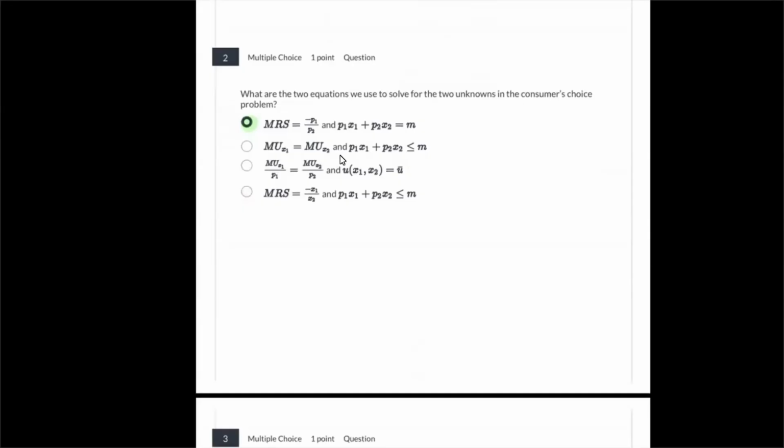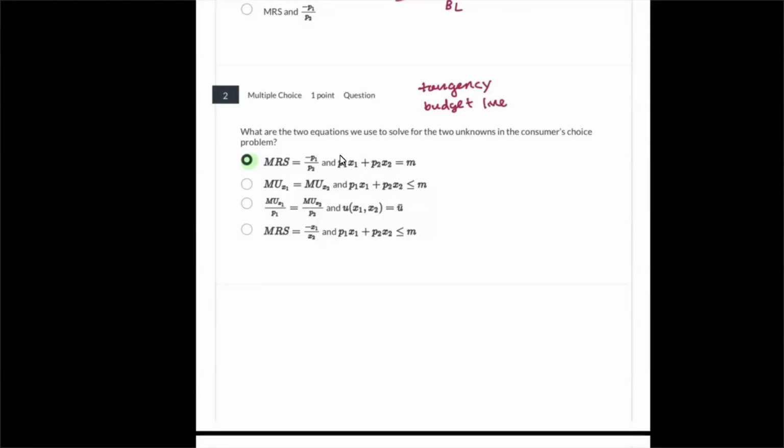So question 2 says, what are the two equations we use to solve for the two unknowns? So the two equations are tangency and use all the income, so budget line. We don't want any money left over because that could be increasing our utility.